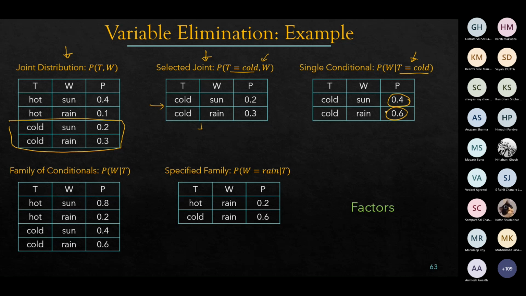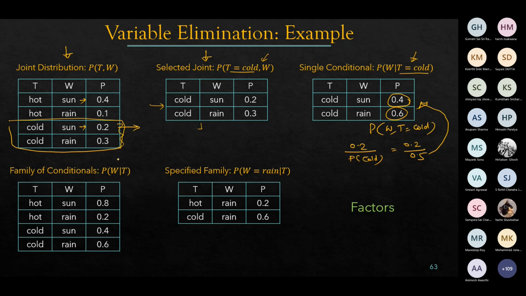How do we compute it? We just compute the probability of W given T equals cold. For sun, we have this particular row, which is 0.2, and divide that by the probability of cold. And what is the probability of cold? The probability of cold is the summation of these two, which is 0.5. So 0.2 divided by 0.5 gives us 0.4. Similarly, you can compute the probability of rain given temperature is cold, which is 0.6.